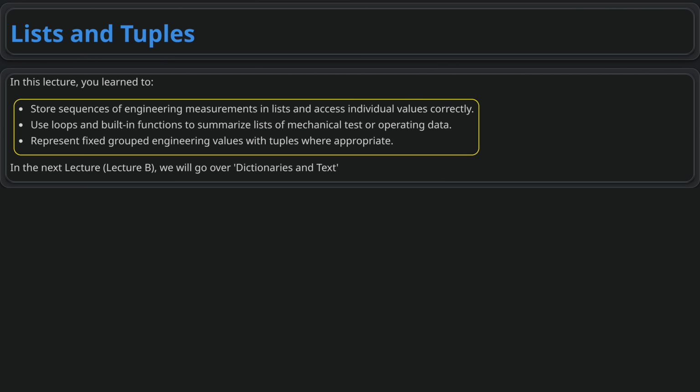In this lecture, you learn to store sequences of engineering measurements in lists and access individual values correctly. Use loops and built-in functions to summarize lists of mechanical test or operating data. And represent fixed grouped engineering values with tuples where appropriate. In the next lecture, Lecture B, we will go over dictionaries and text.